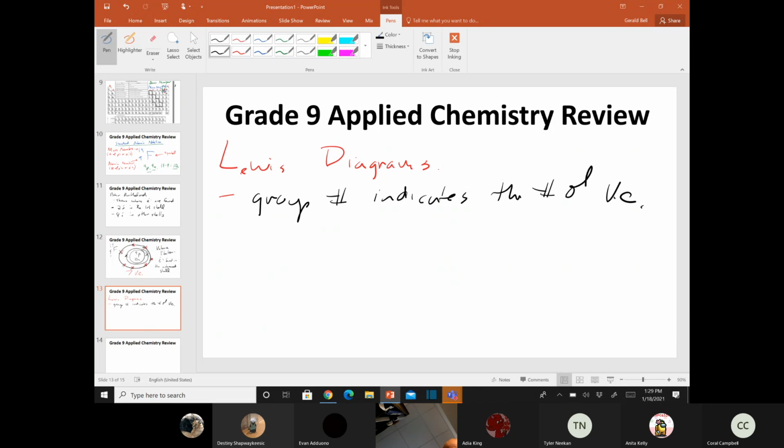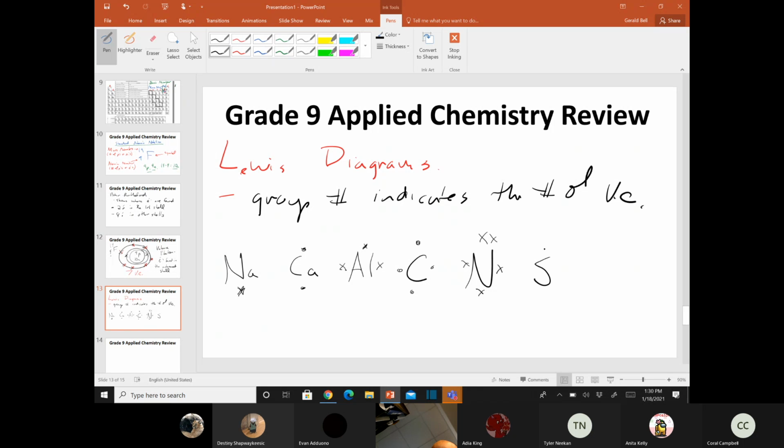So if you're drawing something from group 1, like sodium, it's in group 1, so you just give it 1 valence electron. If you draw, say, calcium that's in group 2, you give it 2. If you did fluorine in group 3, you do 3. You got carbon in group 4, you put 4. When you get to nitrogen in group 5, you actually have to make a pair.